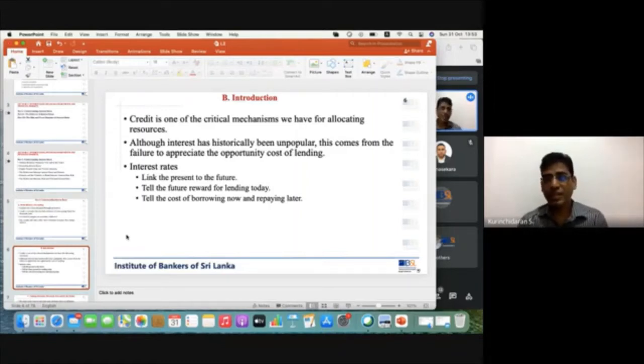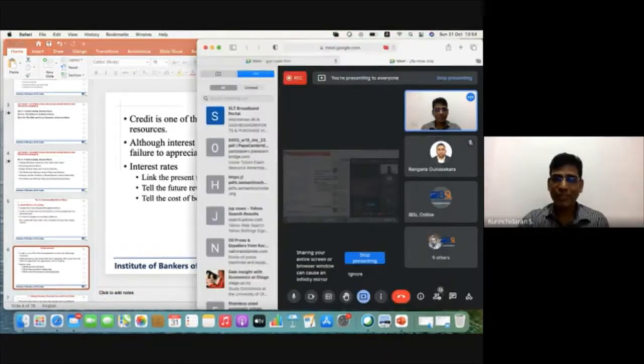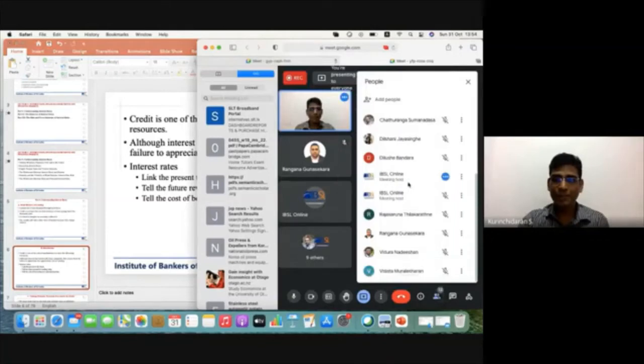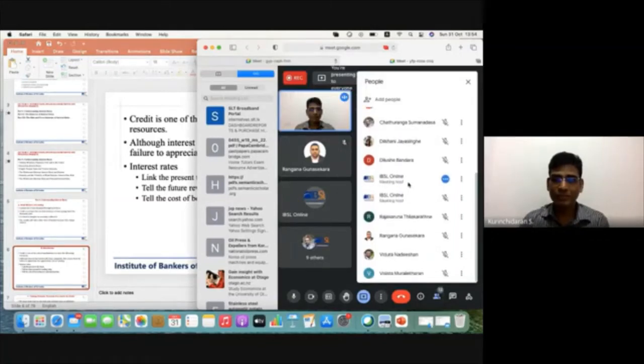Okay, so can anybody say why these poor people are within that cycle? They are unable to come out of that poverty, whatever we do. Can anyone say anything? Any idea? Chaturanga, if you can comment on that.